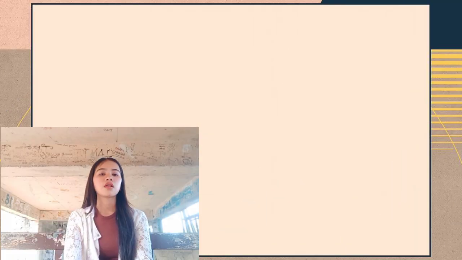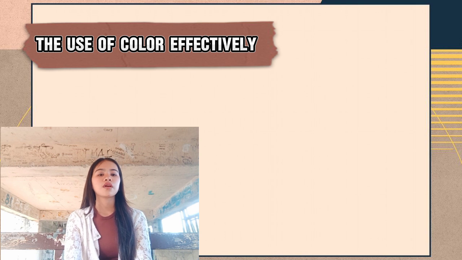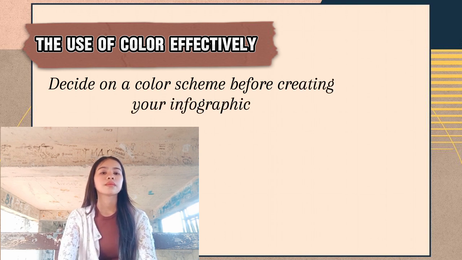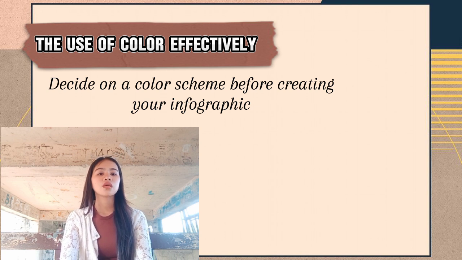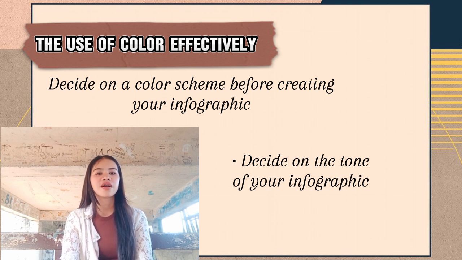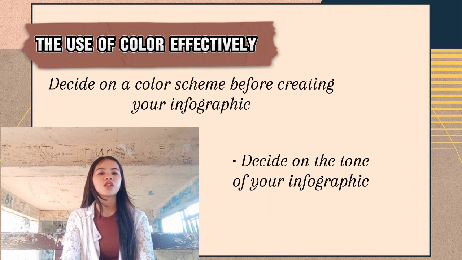This is the use of color effectively. Decide on a color scheme before creating a new infographic. A good rule of thumb is to design your infographic with two or three main colors. Next, when choosing a new color scheme, decide on the tone of your infographic. For fun, eye-popping infographics, use bright colors, but be careful not to use large amounts of dark, unknown colors as they can be straining to the eyes.